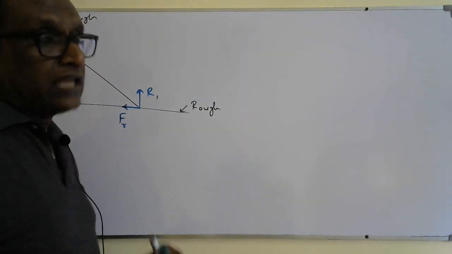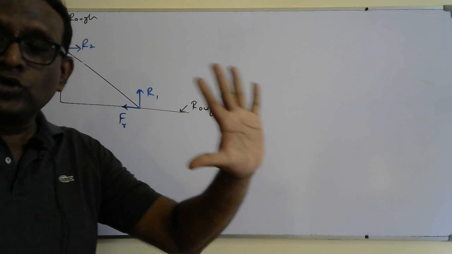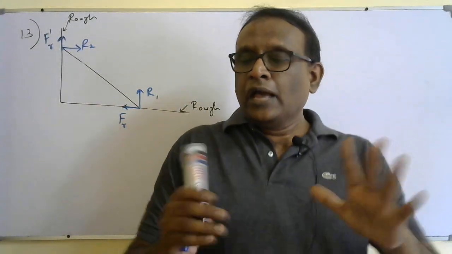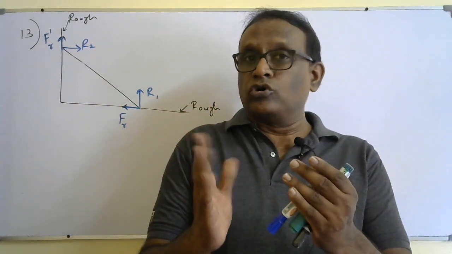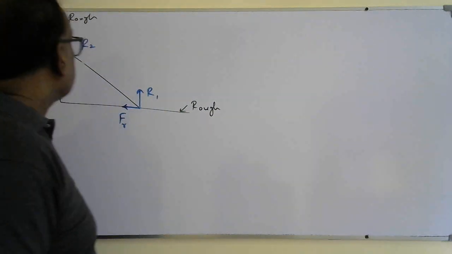Okay, how should it act? Now there are 5 forces. 1, 2, 3, 4, and including the weight, there are 5 forces. All these 5 should meet at one point. But we can reduce these 5 forces into 3 forces simply. How can I reduce these 5 forces to 3 forces?